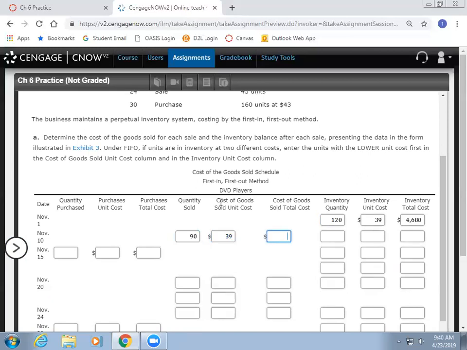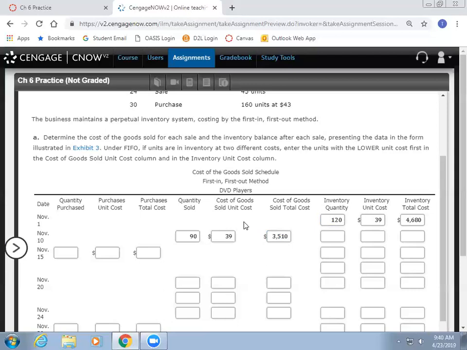So what is my cost of goods sold on that sale? 3,510. Very good. We just multiply 90 at $39 each. That's what we would journalize as cost of goods sold, 3,510. And then we just need to update our inventory after every sale or purchase.